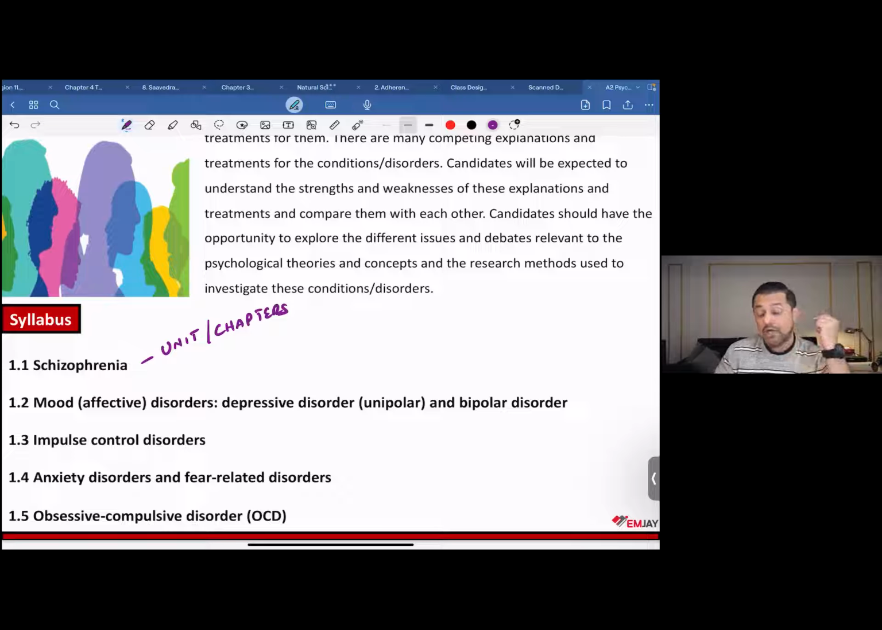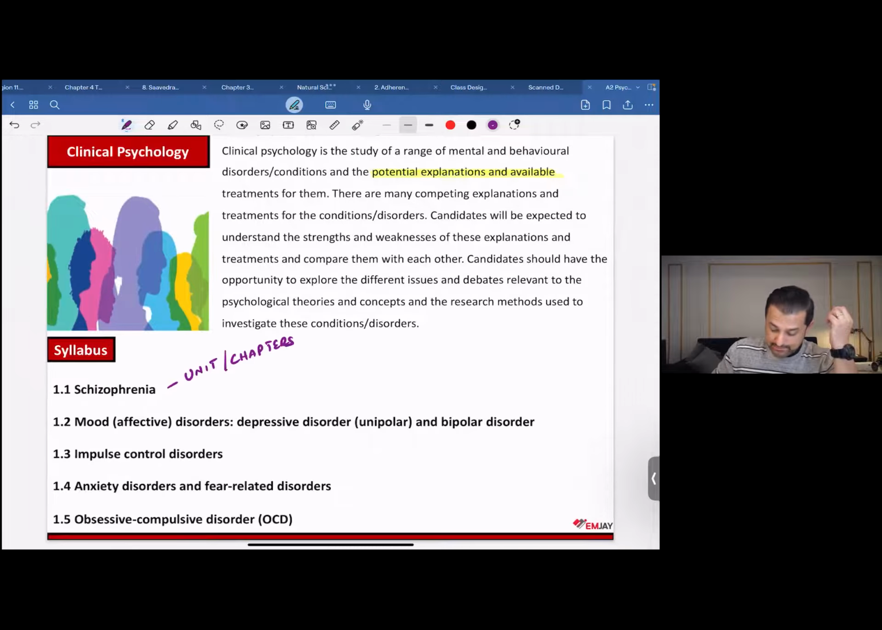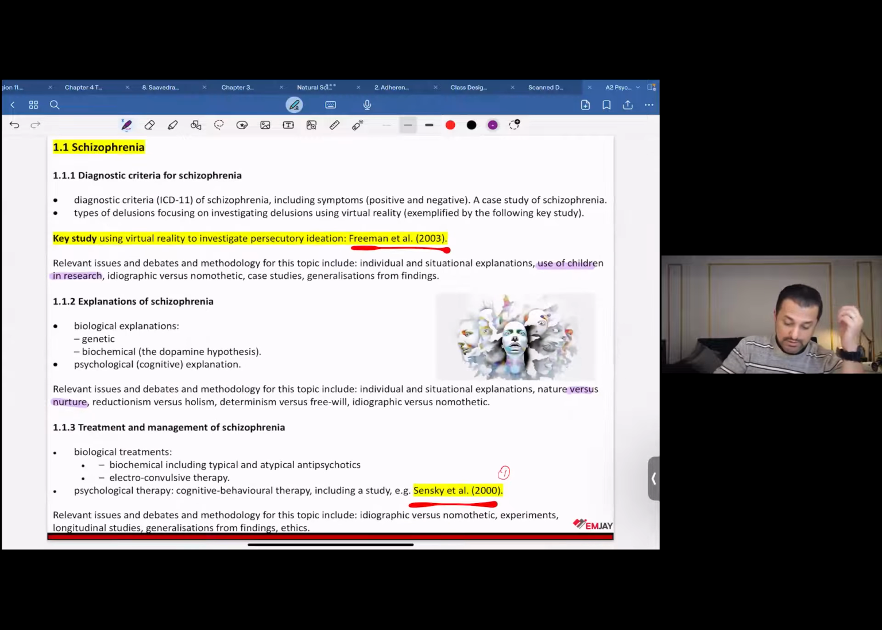To name them, we have schizophrenia, we have mood or affective disorders, we have impulse control disorders, we have anxiety disorders and fear-related disorders, and we have obsessive compulsive disorders. So these are 5 different chapters or 5 different units that you all need to prepare yourselves for. Let's take this ahead quickly and discuss these units and what we'd come across within the syllabus of these units.